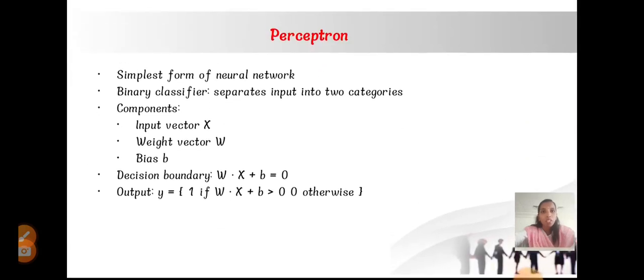Perceptron, the simplest form of neural network, is a binary classifier. Components: decision boundary and output. It separates input into two categories using the input vector X, weight vector W, and bias B.